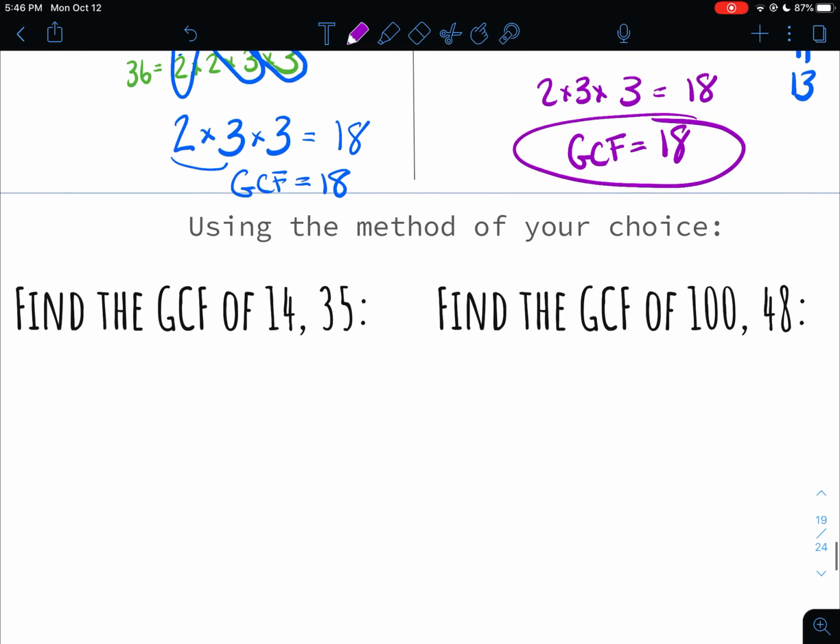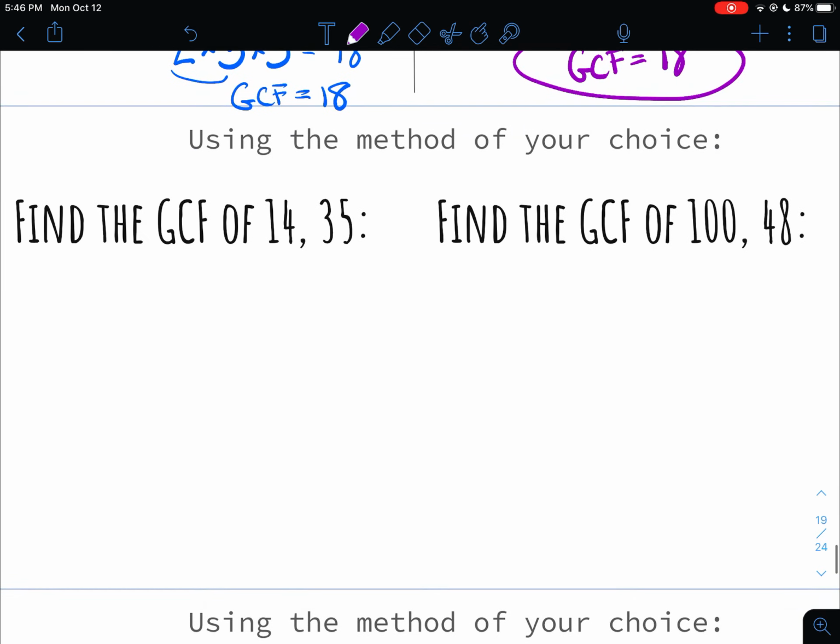Okay, so I have 2 more examples for you. I would like you to try these on your own. I want you to pause, try them on your own, and then I'm going to show you the work. So try both of them. You're first going to find the greatest common factor of 14 and 35, and then the greatest common factor of 1 and 48. So you should have 2 different problems that you're trying right now.